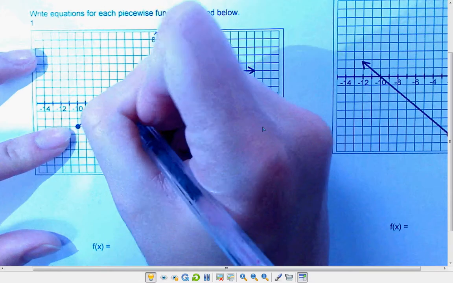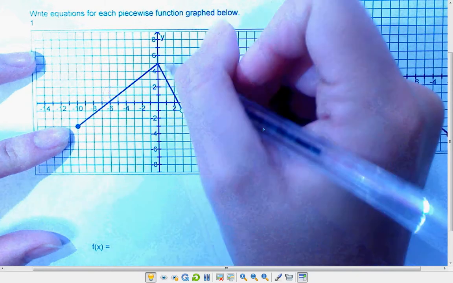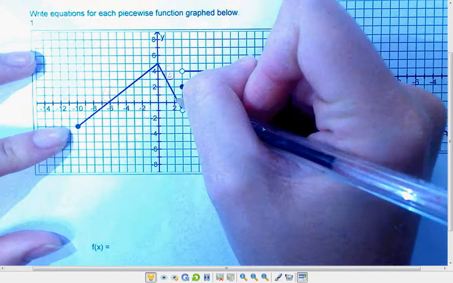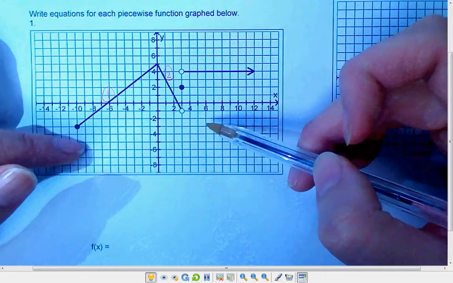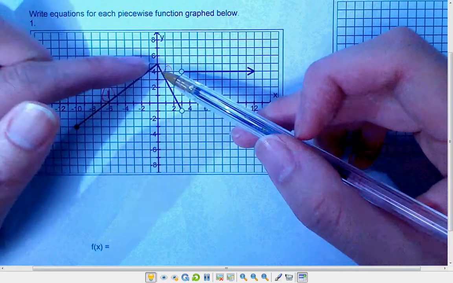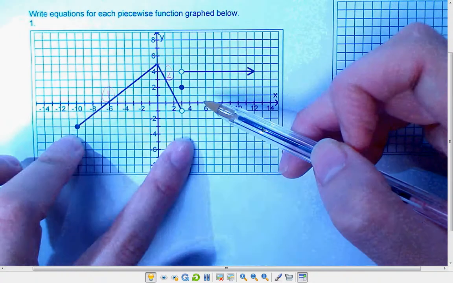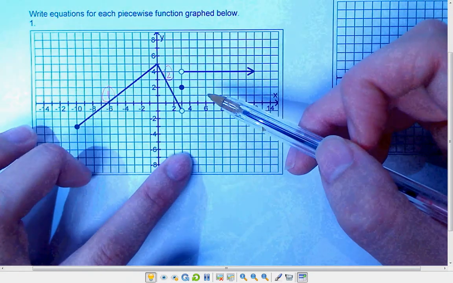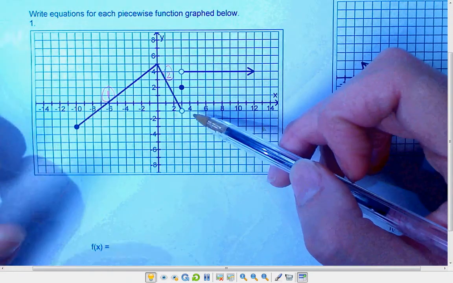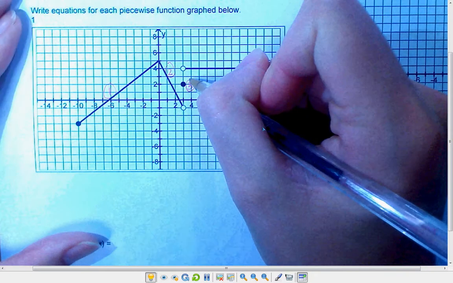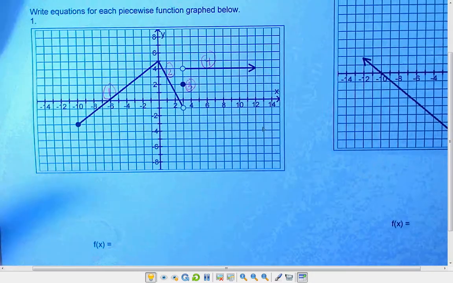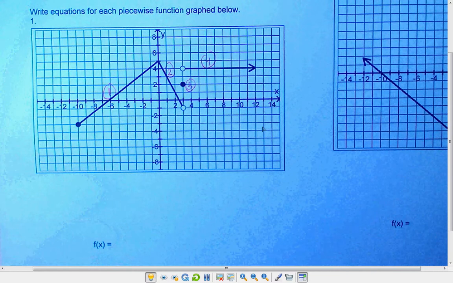Here's one piece, this line. This line is the second piece. We know this is not an absolute value because it's not symmetric on both sides. For it to be absolute value, it would look like a V, and they would have to have the same slope. This one clearly is not symmetric, so this is two different lines. This point right here is going to be our third equation, and then this line is going to be our fourth. So we're going to have four different pieces of this function.